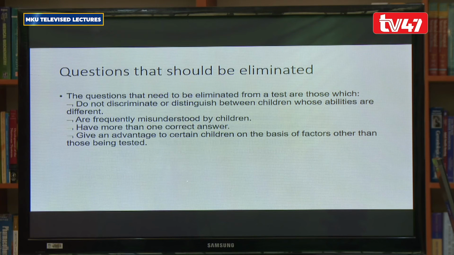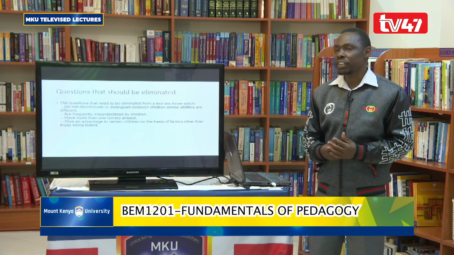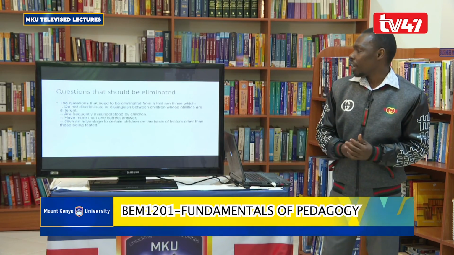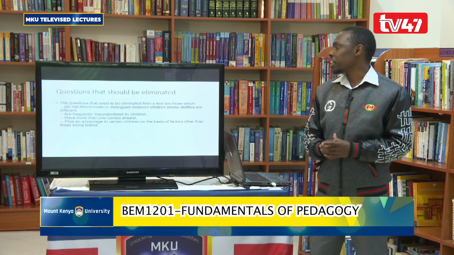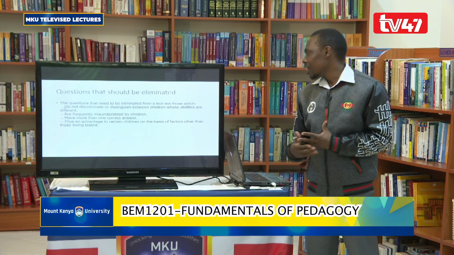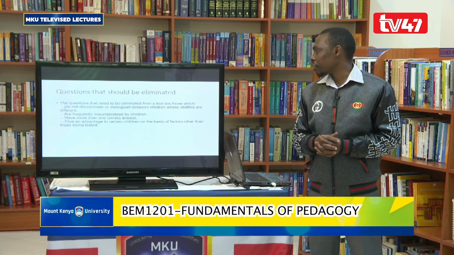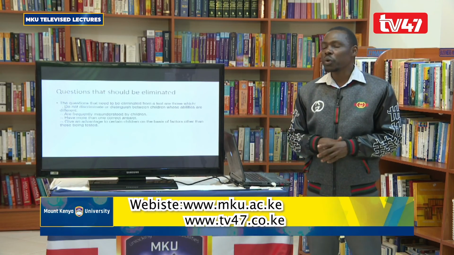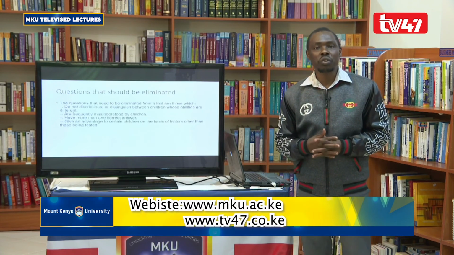The other type of questions that are not supposed to be there are those that are frequently misunderstood, or those that are ambiguous and cannot be interpreted correctly by the learners. Thirdly, those questions that have more than one correct answer, especially when setting objective type questions. And finally, those questions that give an advantage to certain learners on the basis of factors other than those being tested.